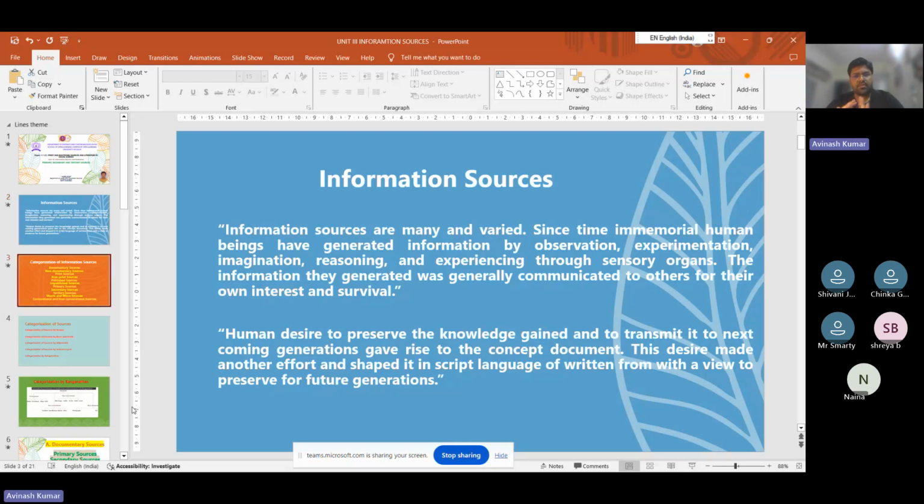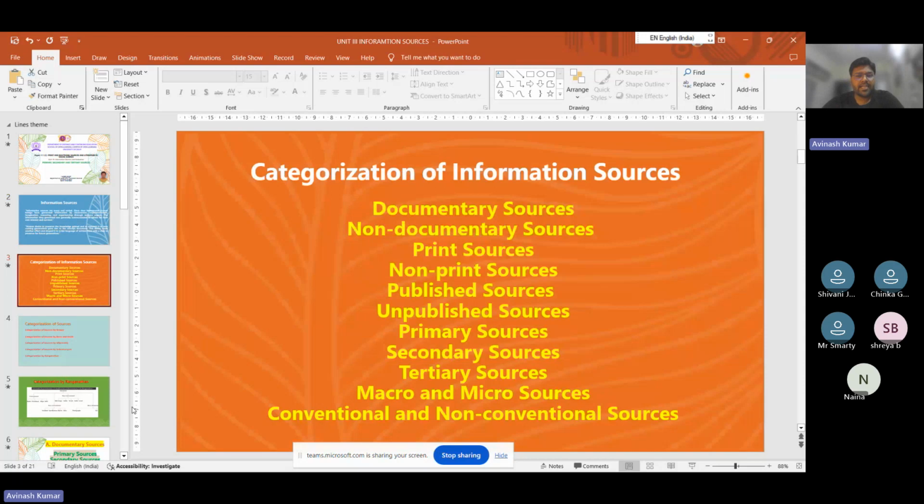Categorization of information sources. What is the categorization? Documentary sources, non-documentary sources, print sources, non-print sources.